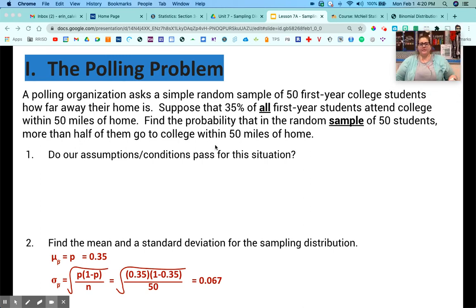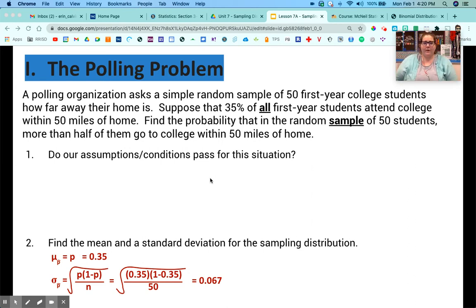How far away their home is. Suppose that 35% of all first-year students attend college within 50 miles of home, so they're close to home. We're going to find the probability that in a random sample of 50 students, more than half of them go to college within 50 miles of home.